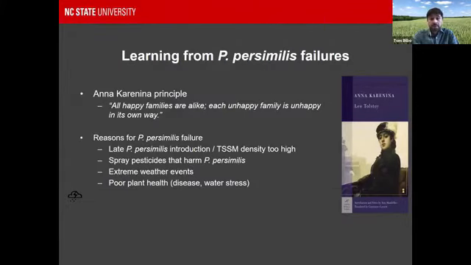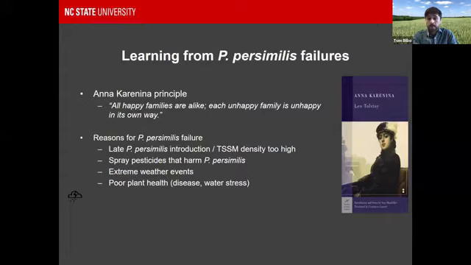So because we've had a lot of these releases, we've learned a lot from successes and even more so from our failures. There's this principle that comes up every now and then called the Anna Karenina principle. It has a great opening line of the novel by Tolstoy: all happy families are alike. Each unhappy family is unhappy in its own way. People use this principle to illustrate that for a factory, you basically need everything to go right for it to succeed, but you could have a failure in any single area, and that will result in the whole endeavor failing. And so we've seen Persimilis releases not work for a few different reasons.